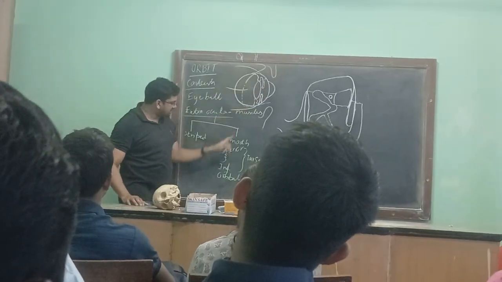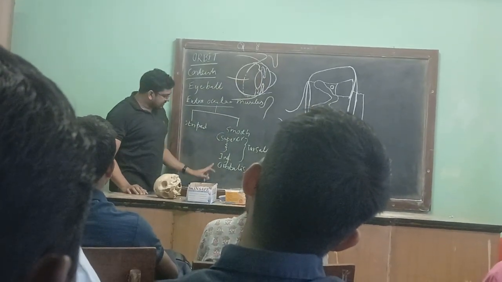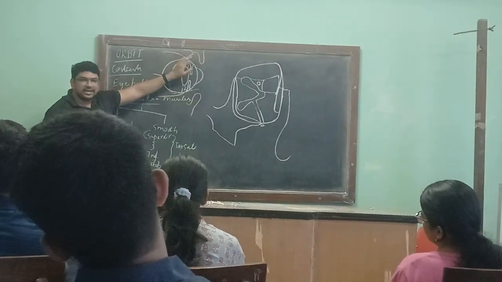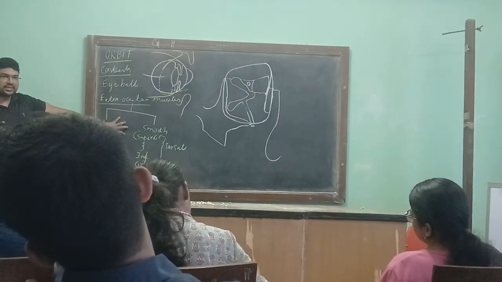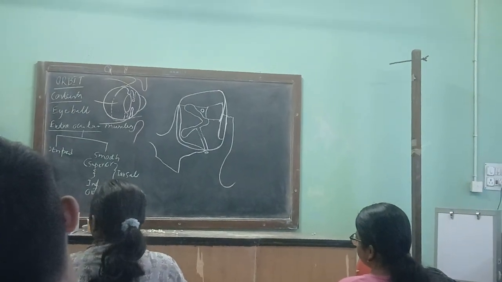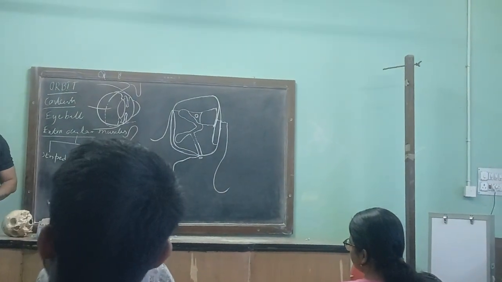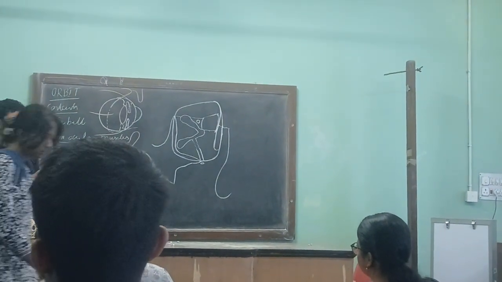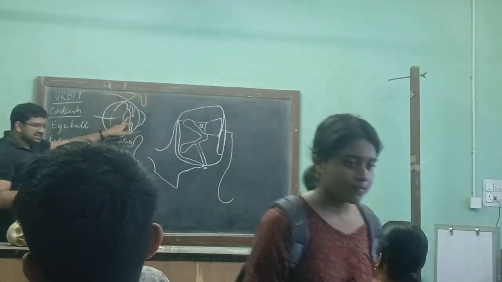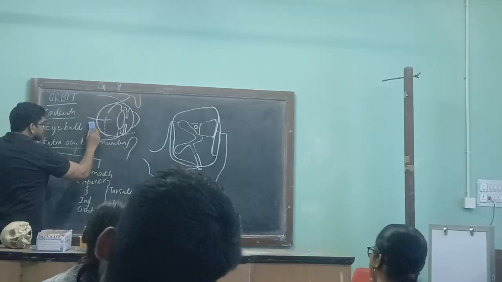What are smooth muscles? The three extraocular muscles are smooth muscles, and these intraocular muscles are smooth muscles. The rest of all the muscles, the four recti and the superior oblique, are skeletal or striated muscles, which are voluntary muscles. Understood the difference? We will discuss the intraocular muscles in the next class, but for today only the extraocular muscles.